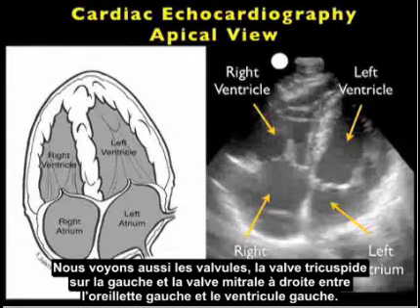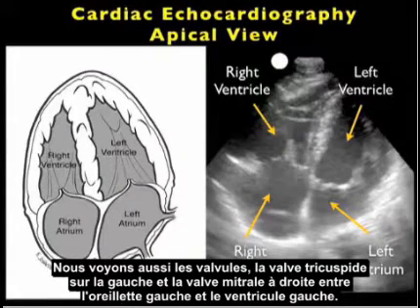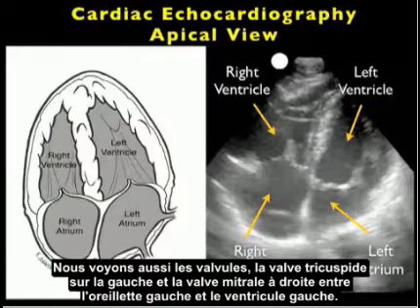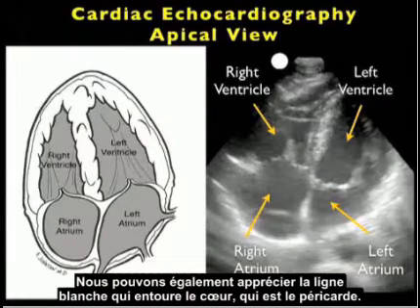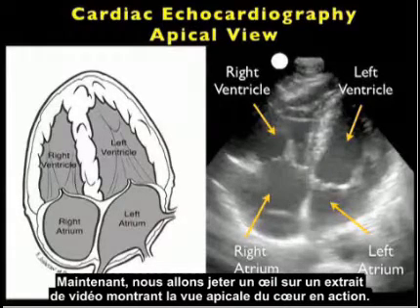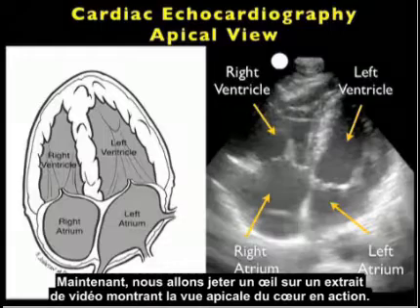We also see the valves, the tricuspid valve to the left and the mitral valve to the right, in between the left atrium and the left ventricle. We can also appreciate the white line surrounding the heart, which is the pericardium. Now let's take a look at a video clip showing the apical view of the heart in action.